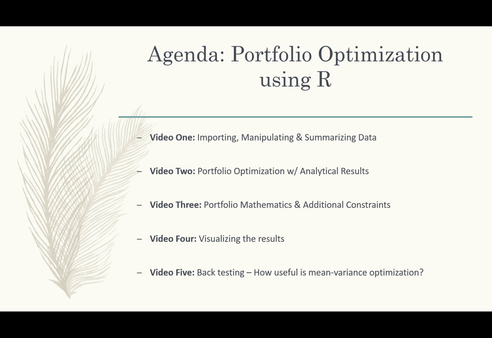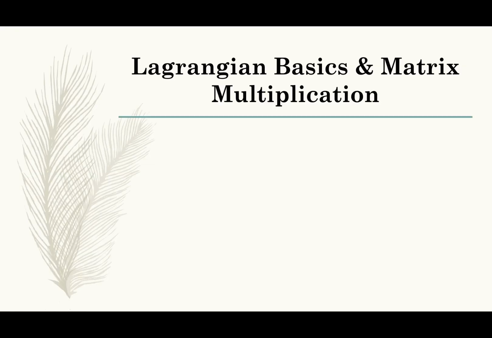But before we go ahead and code the solution into R, we first need to look at the mathematics behind the solution and how that will translate to code in R. The first of two mathematical concepts we'll need to review is the Lagrangian multiplier. The Lagrangian multiplier allows you to find the maximum or the minimum of a constrained optimization program.